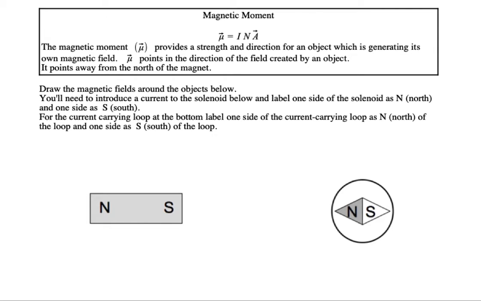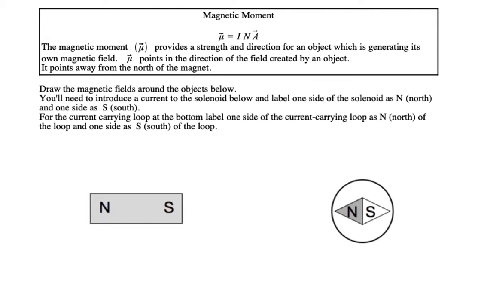A magnetic moment provides the strength and direction for an object generating its own magnetic field. It has the symbol mu, which is just a different context than we had used it before. Mu is the magnetic moment. It's going to point in the same direction as the field that's created by a magnetic object. It's going to point away from the north of that magnet.